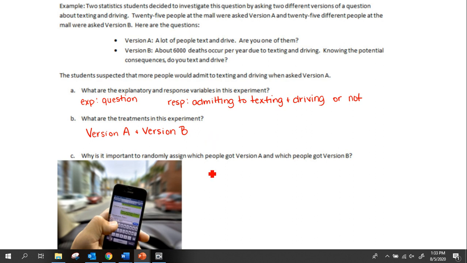Why is it important to randomly assign which people got version A and which ones got version B? That would be to avoid bias by getting people of the same age or demographics in the same pool.